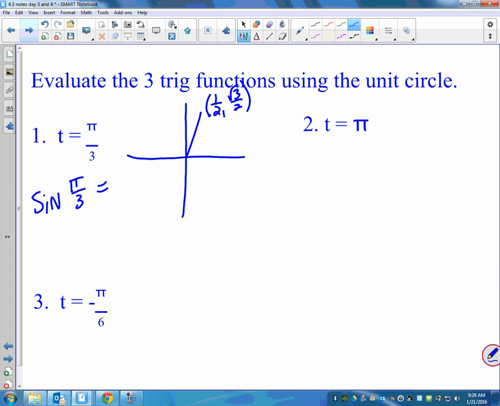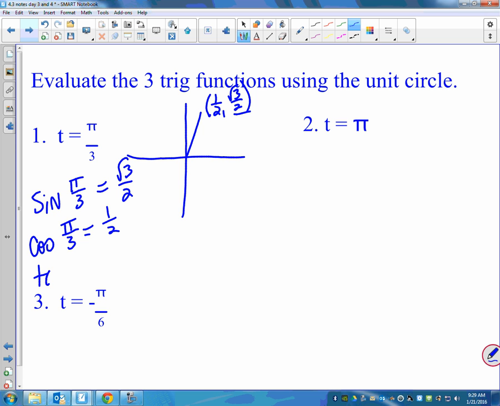Here's why people love it. The sine is y over r. R is 1. The sine is just the y coordinate. So if I know that ordered pair, I don't have to do any work. The sine, the cosine, you got to know these ratios. You got to know cosine is x. We said x over r, but now it's just x because r is 1. So the cosine is just 1/2.